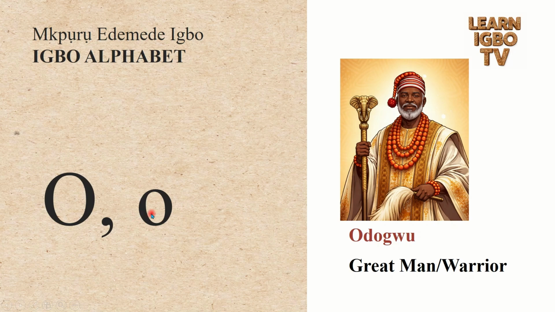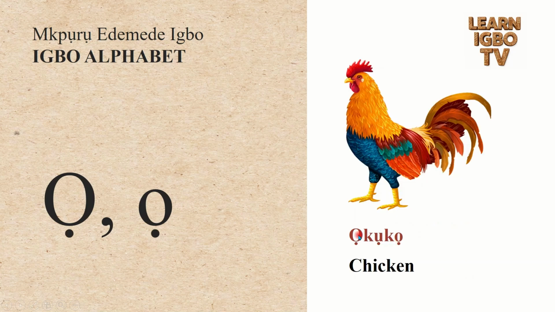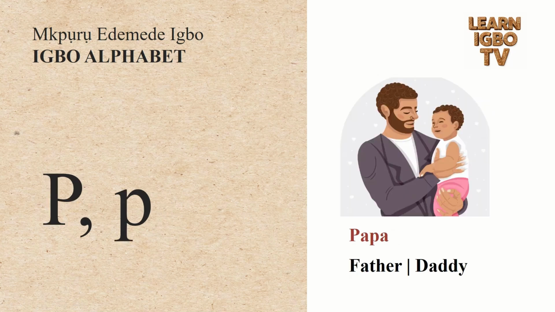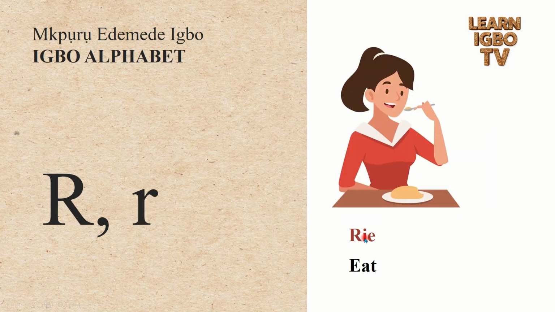O for odogwu. Ọ for ọkụkọ. P for papa. Re for rie.